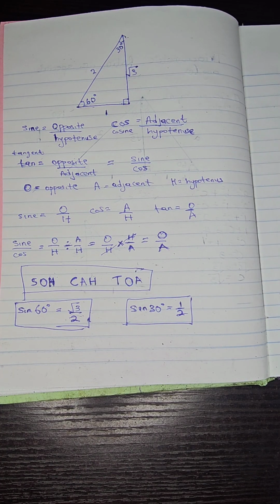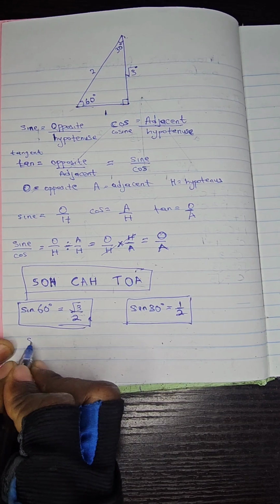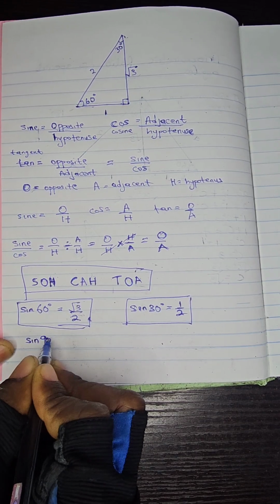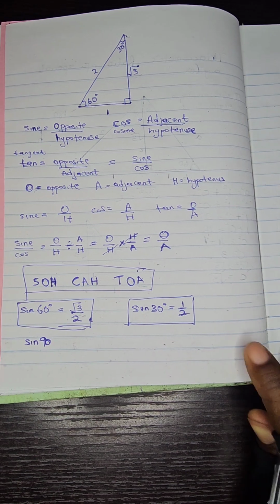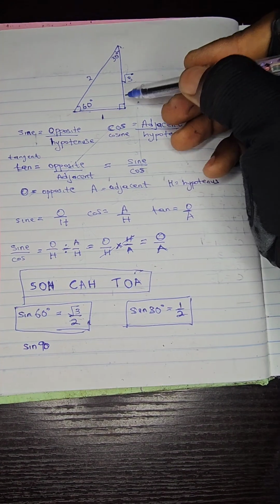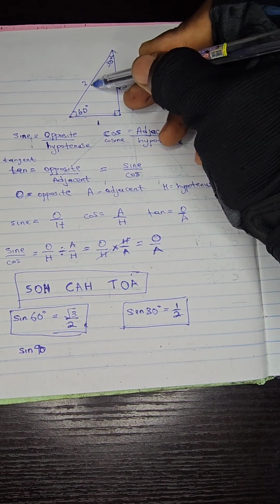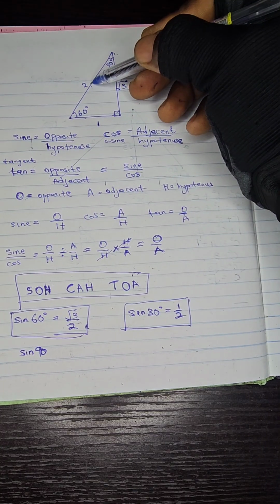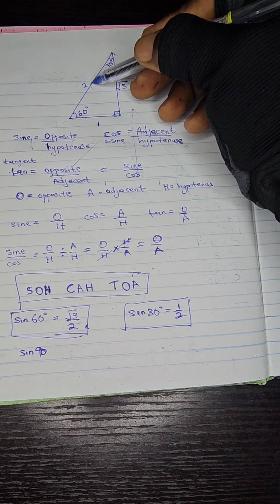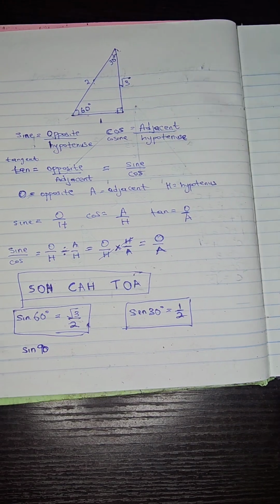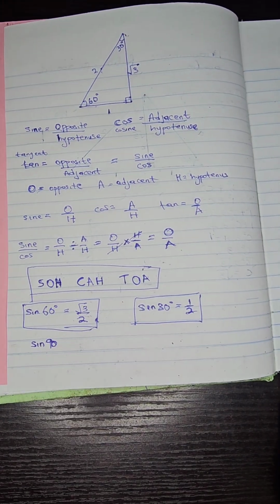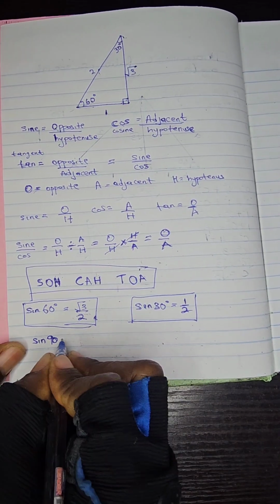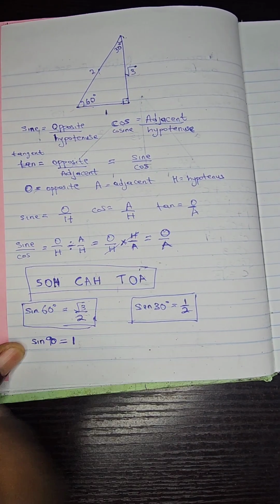The next thing we are going to find is sine 90 degrees. We all know that this 90 degrees is already facing the hypotenuse. So there's no way we can say opposite over hypotenuse. It's already facing hypotenuse. Do we get it? So just know that sine 90 is 1. You just have to know this.